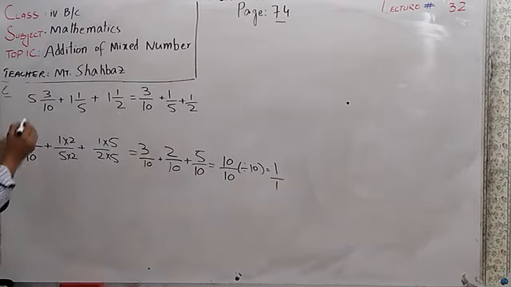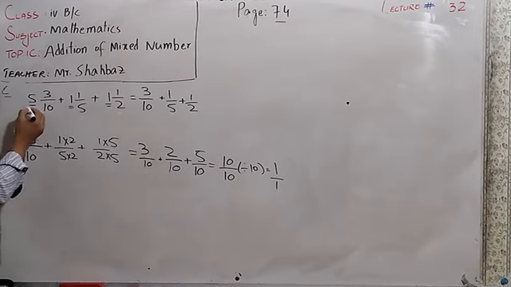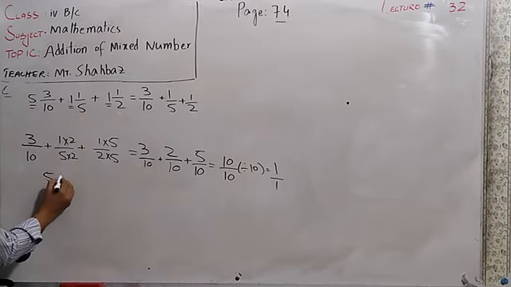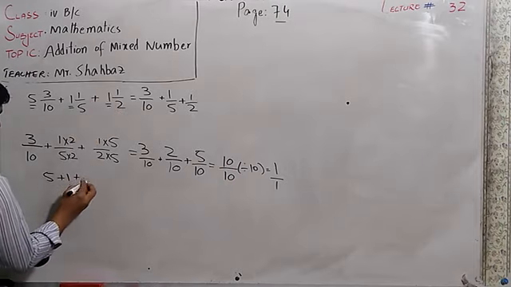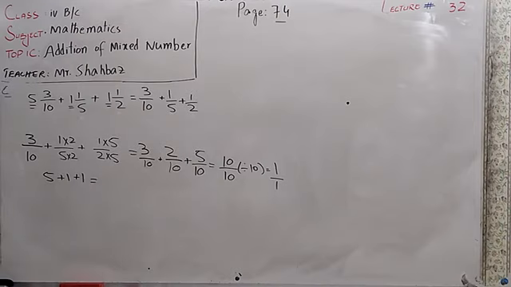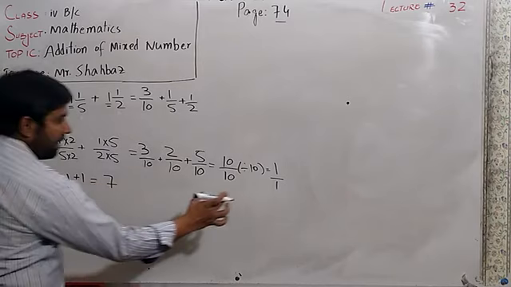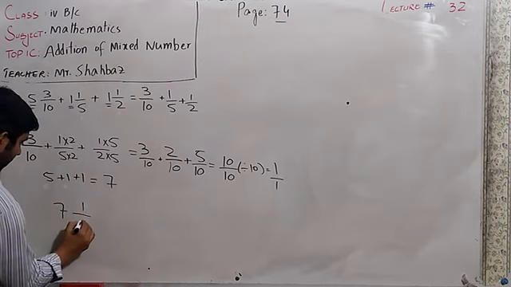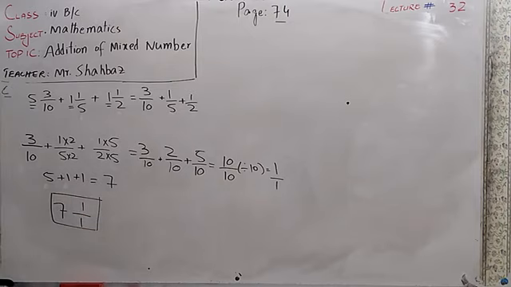So these are the whole numbers 5, 1 and 1. Now we add this one, 5, 1 and 1. 5 plus 1 plus 1 is equal to 5 plus 1, 6, and 7. So this is the whole number and this is our fraction. So our answer will be 7 whole 1 over 1. And this is your answer. Okay?